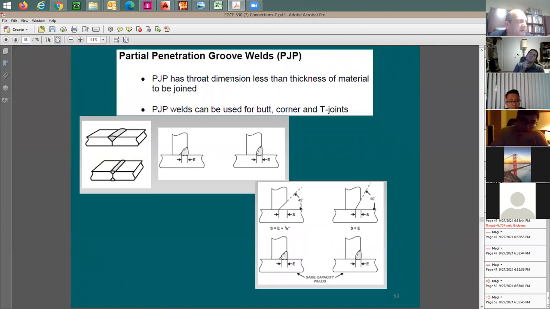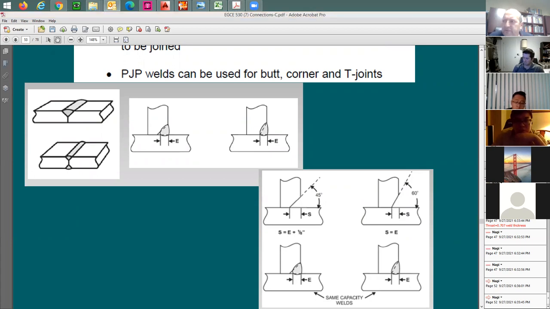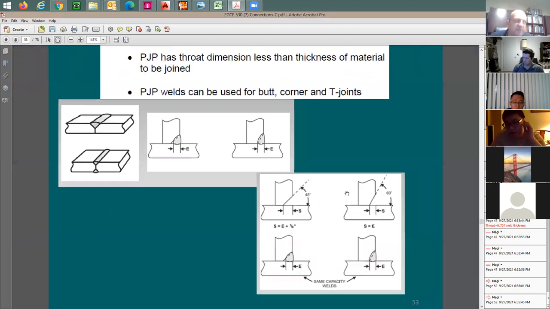These are just examples of the partial penetration weld. You can have it at an angle of 60 degrees or 45 degrees. You cannot have it at 30 degrees. Why is that? Because it is going to be a non-prequalified welded connection. The prequalified connections in the code are at an angle of 60 degrees or 45 degrees, right? Once you go to a different angle, you cannot really use it in the design because it's going to be non-prequalified. I guess now you understand the meaning of prequalified and why you can or cannot use it.